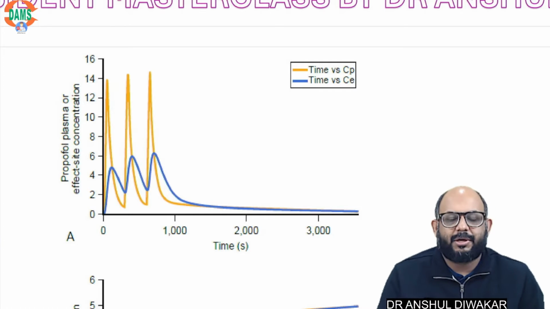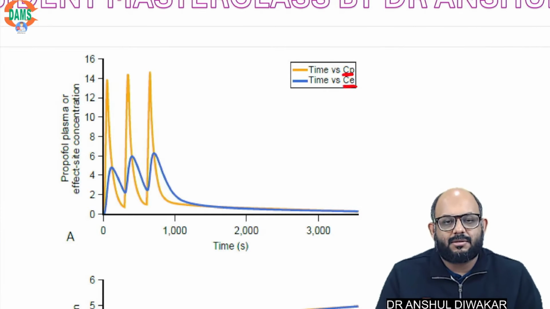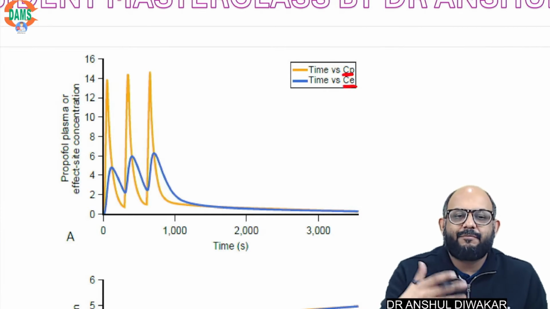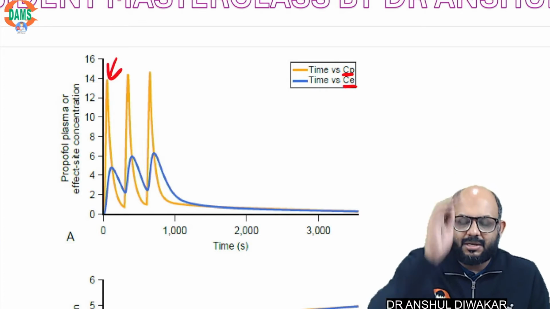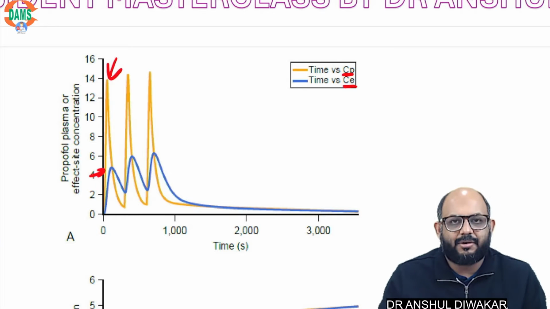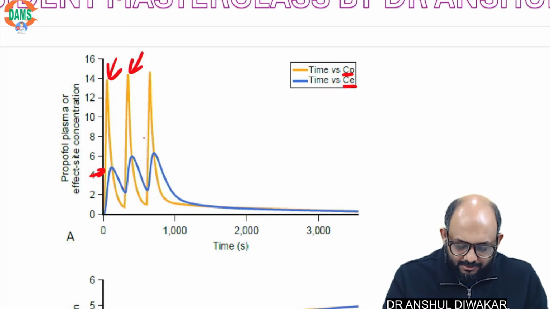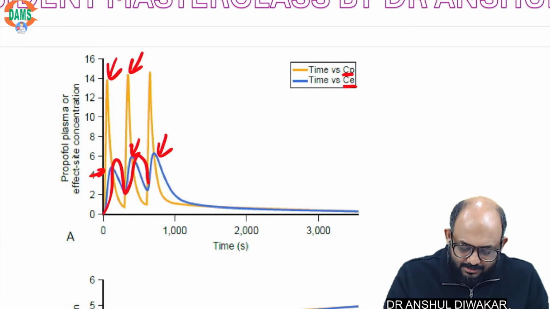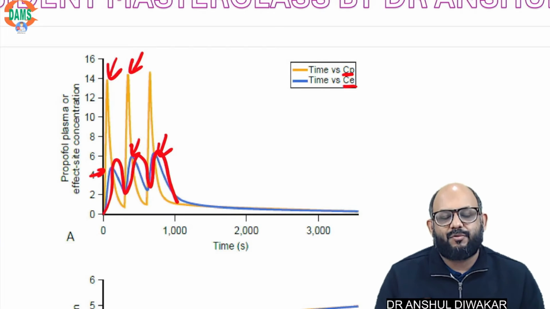Now look at this particular graph. This is time versus CP, which is the plasma concentration, and time versus CE, which is the effect site concentration, right? So what happens? Every 5 minutes, I am giving a bolus dose. Every time I give a bolus dose, the plasma concentration rises, and then a few seconds after that, the effect site concentration rises. Again, it falls back. Again, I give the drug. Again, the plasma concentration rises, the effect site rises. Again, it falls back. So what you see is that the effect site concentration is waxing and waning, waxing and waning. So this is a very jerky type of anesthesia, isn't it?